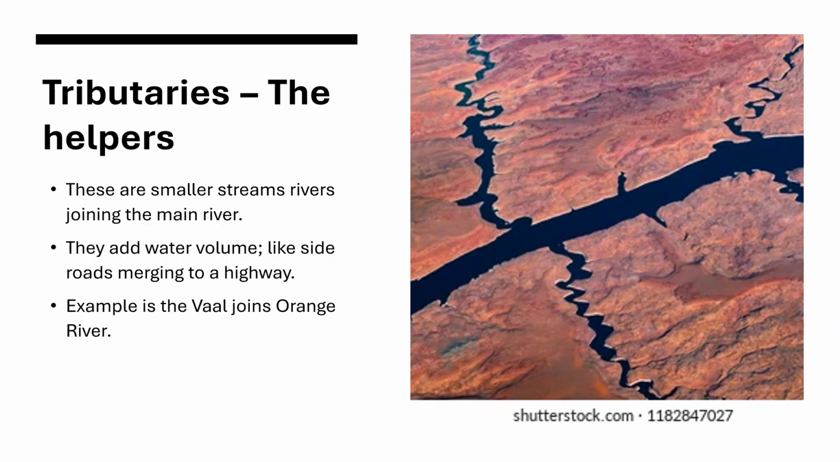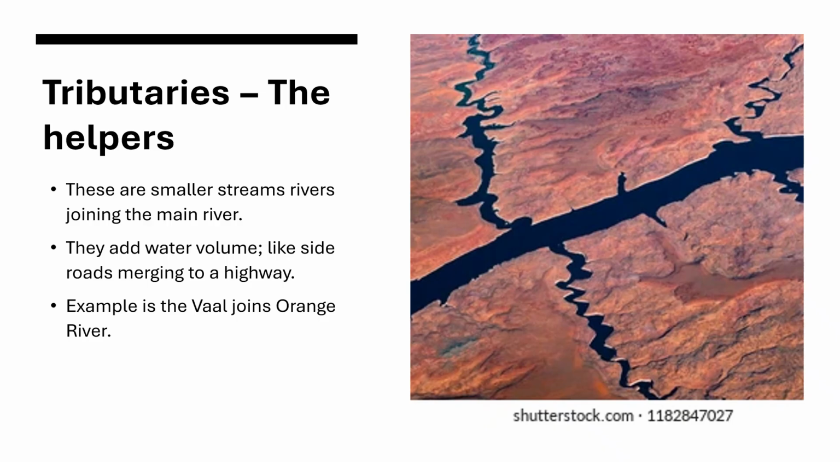So we have what we call tributaries. They help us. You can call these ones the branches. So let's define the tributaries. These are smaller streams or rivers joining the main river. As you can see in the photo, we have the main river in between, and then the smaller ones. They feed the main river. So they are joining the main river. That's what we call a tributary.